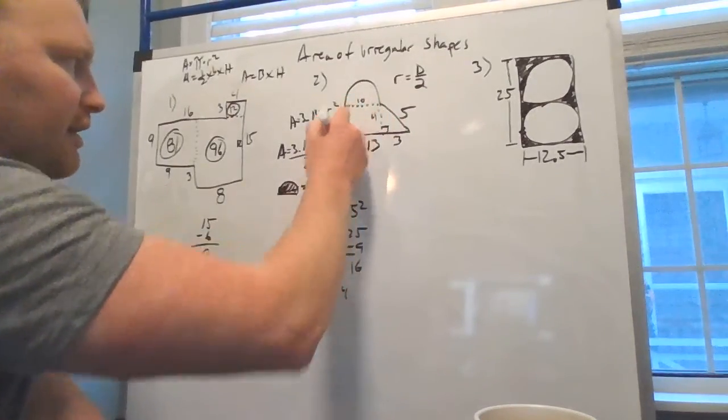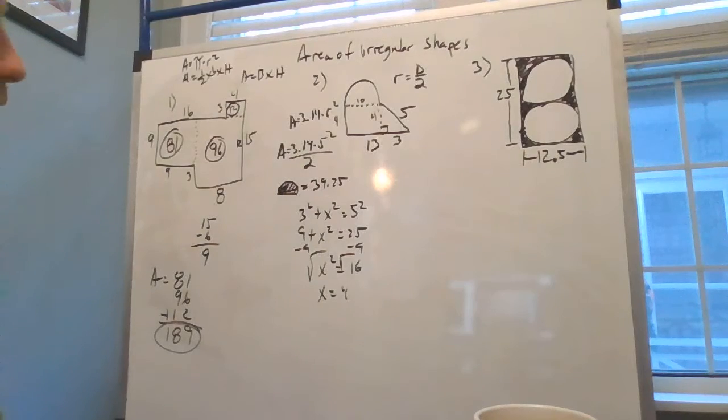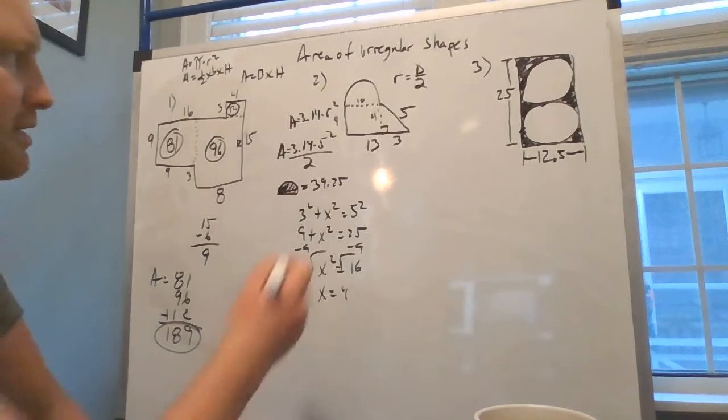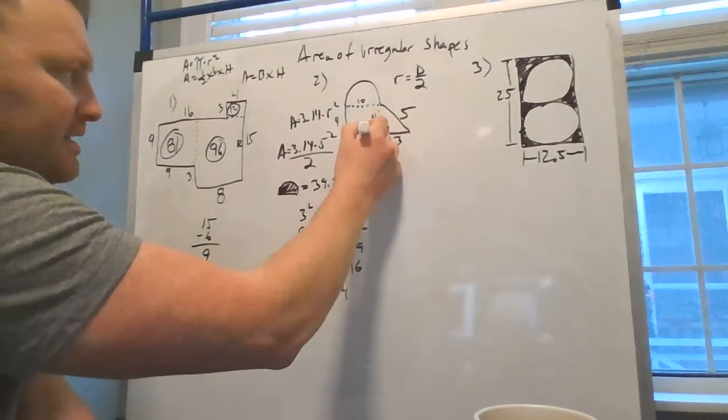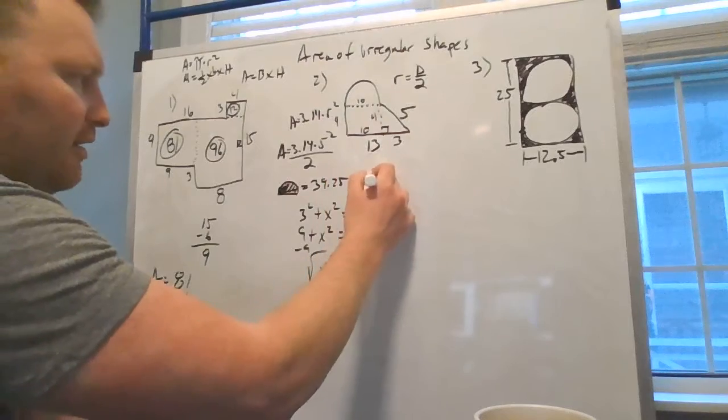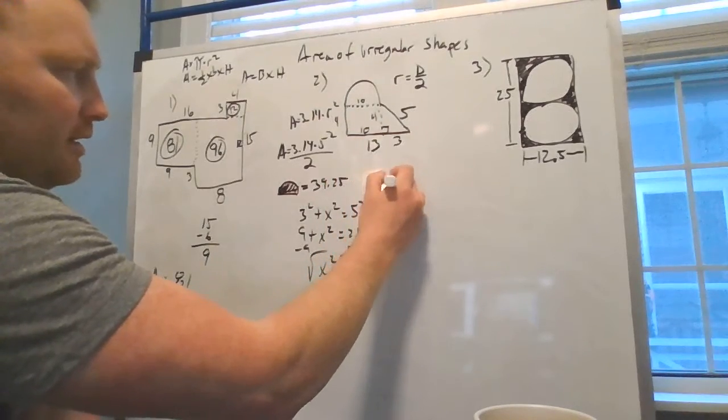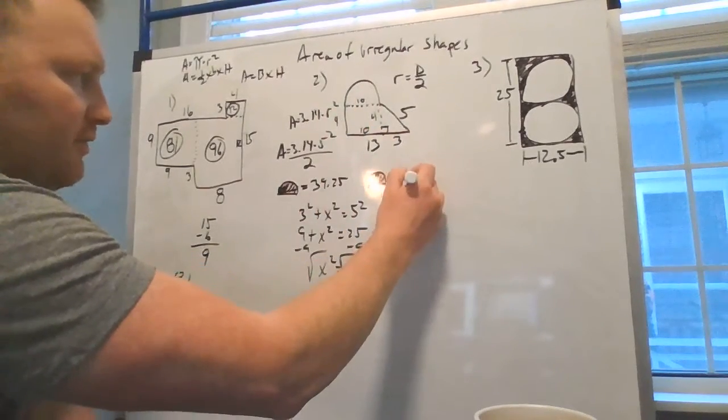I now know the height of my triangle, which means I know the height of my rectangle. So remember, this is no longer going to be 13 because I need this 3 and this 4, so I'm going to call this 10 right here. So the area of my rectangle is literally 10 times 4, which is 40.